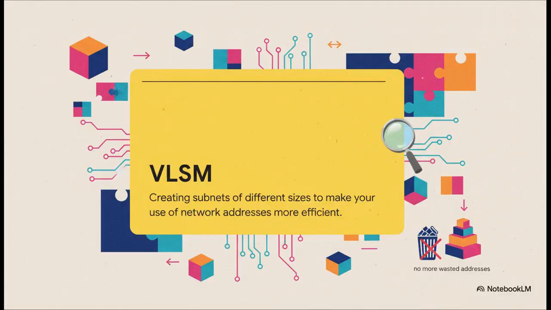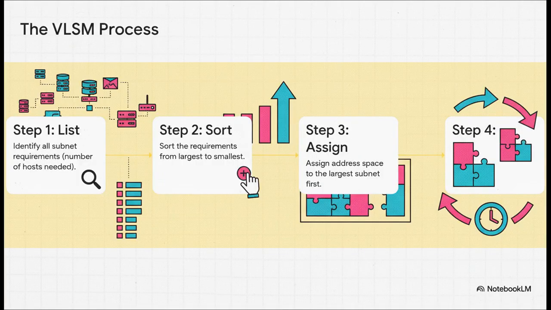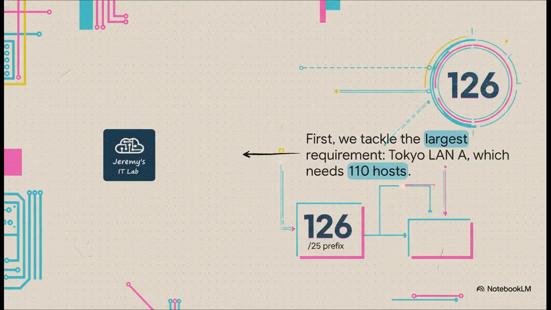It's beautiful. Now, I know it might sound complicated, but the actual process is super logical if you just follow these steps. First, list out every network segment you need and how many hosts each one requires. Second, and this is the most important part, you sort that list from the largest requirement down to the smallest. Then, you just start assigning address blocks from the top of your list and work your way down. Okay, time to put this into practice with our example network.